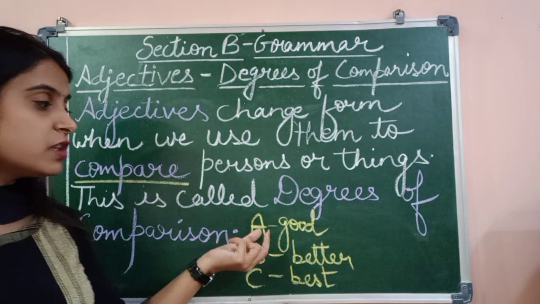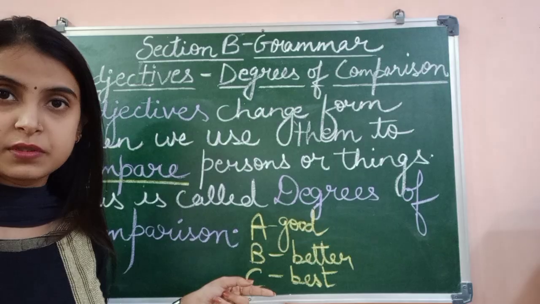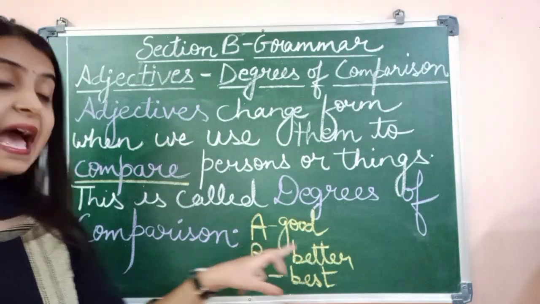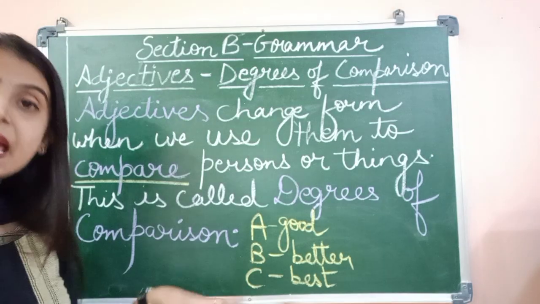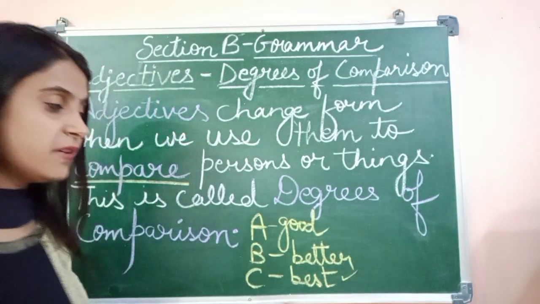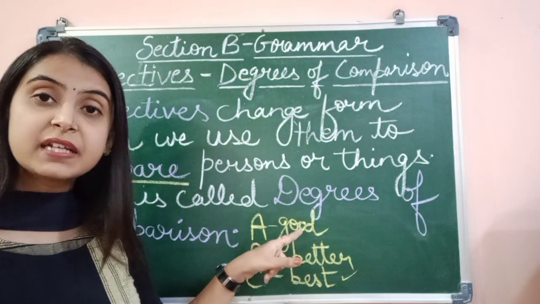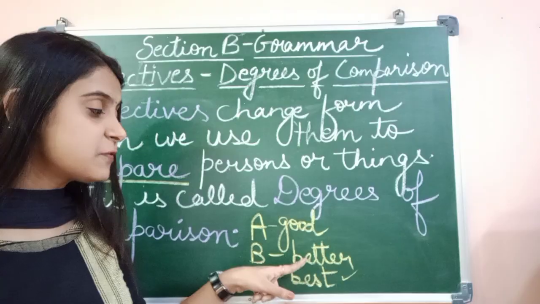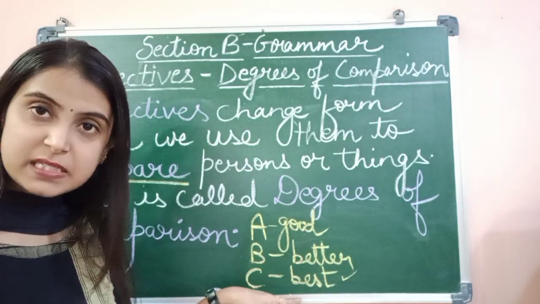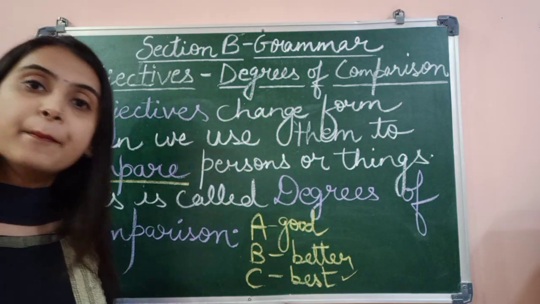Right? So here children, you see, we are comparing the stories of three books. Book A has good stories, book B has better one, and book C has the best stories. So we ask ma'am to give us book C. Right children? So here you see the adjective good has changed its form when we are comparing. Good, better, best. So the adjective good has changed its form while comparison.